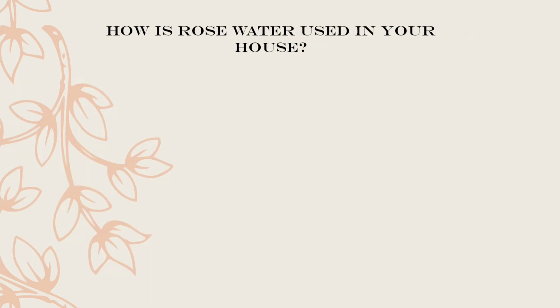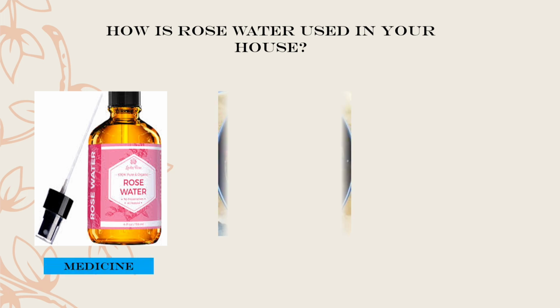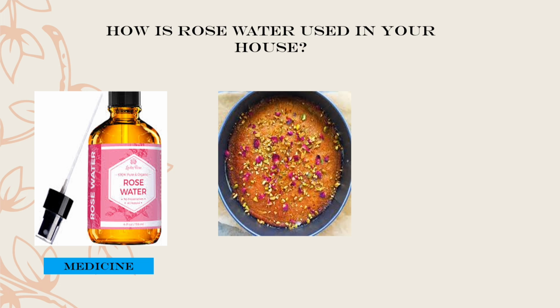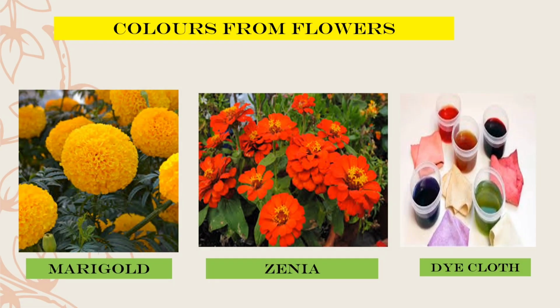How is rose water used in your house? Rose water may be used as a medicine. It may be used in the preparation of sweets. And also, rose water is used in making lassi. Colors from flowers. Flowers are of various colors. Colors are made from many flowers like marigold, zinnia, etc. These colors can also be used to dye cloth.